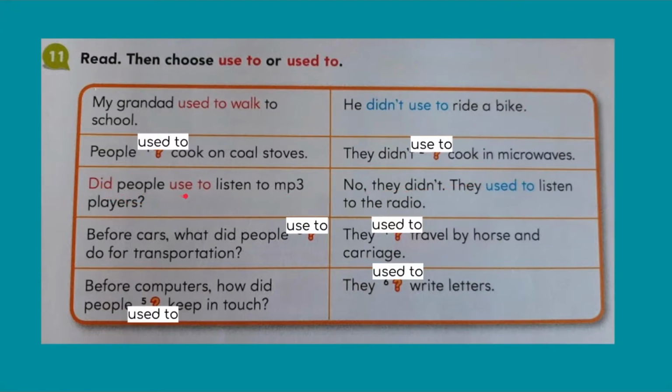Did people used to listen to MP3 players? No, they didn't. They used to listen to the radio. Before cars, what did people used to do for transportation? They used to travel by horse and carriage. Before computers, how did people used to keep in touch? They used to write letters.